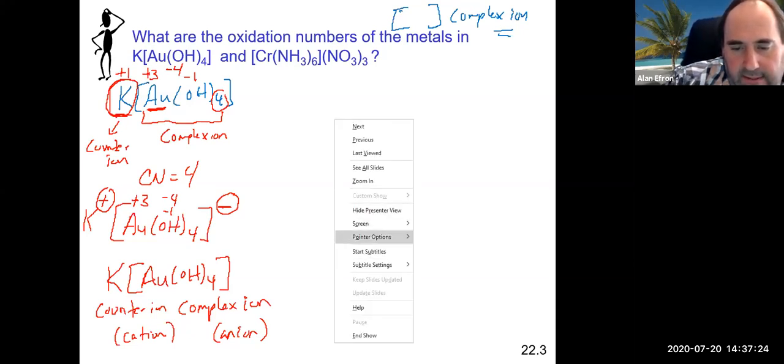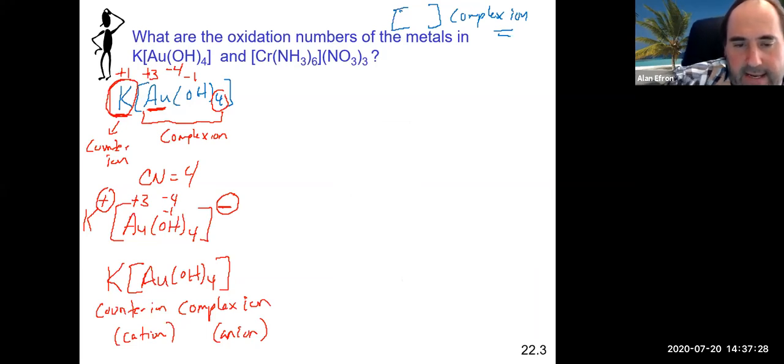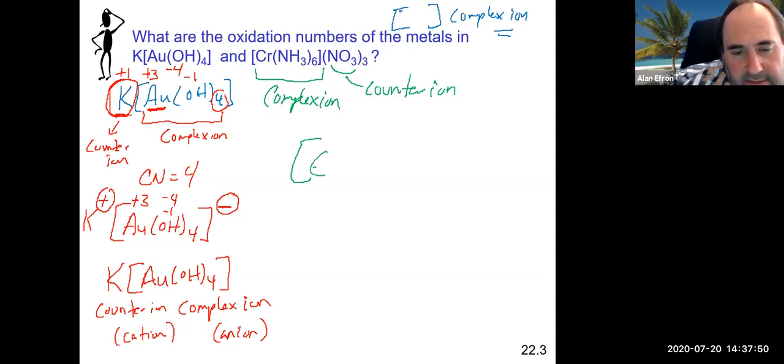So let's take a look then at the second one. There are brackets right here, which means this is our complex ion. And by the way, since it comes first in the formula, we know that it is positively charged. This NO3 is our counter ion here.